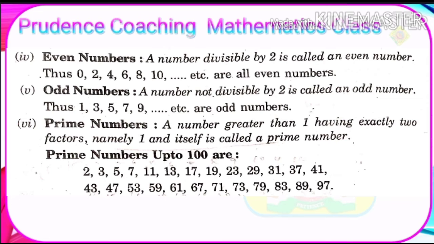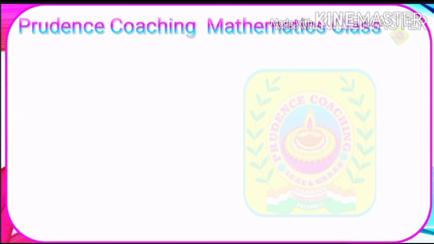Now prime numbers. A number greater than 1 having exactly 2 factors, namely 1 and itself, is called a prime number. We should memorize the list of prime numbers up to 100. It will help us a lot in our exams. So the prime numbers up to 100 are 2, 3, 5, 7, 11, 13, 17, 19, 23, 29, 31, 37, 41, and so on up to 97.